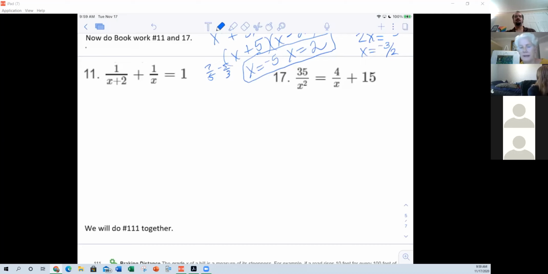All right, let's go ahead and look at these. So on number 11, what is the lowest common denominator? Anybody? Don't everybody talk at once.